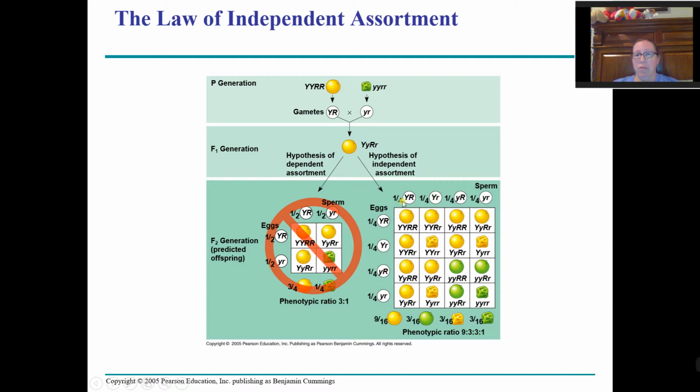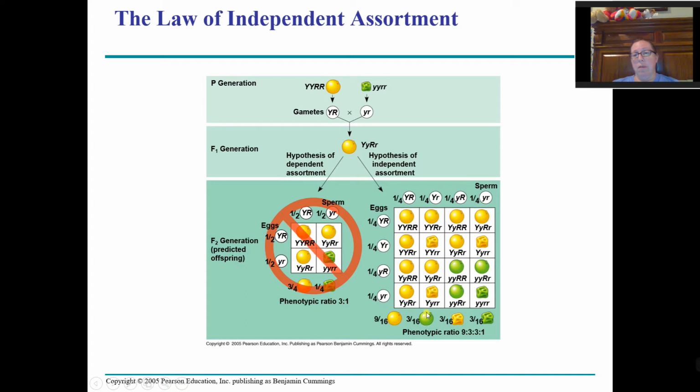And so when you do the math for all of this, there are 16 squares, so that's where this is coming from. 9 of these 16 squares will be completely dominant, so they're going to be yellow and round.